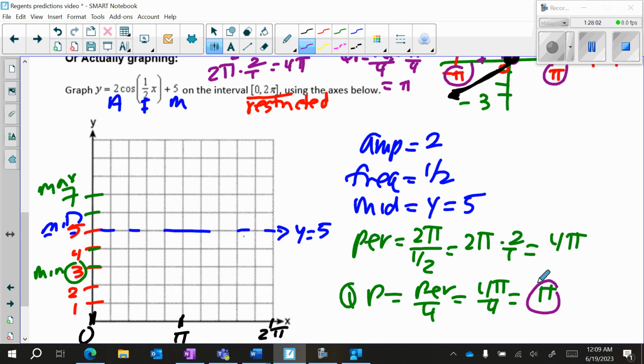If I saw a whole curve, this is a cosine curve. Cosine starts at the maximum, positive maximum. So we're going to go up to the 7. Then we're going to hit the midline at 5. And then we're going to go down to the minimum. And then technically, I'm done because I'm only going to see 1/2 of a curve in a 2 pi interval. And that's what the frequency tells us, doesn't it? There it is.